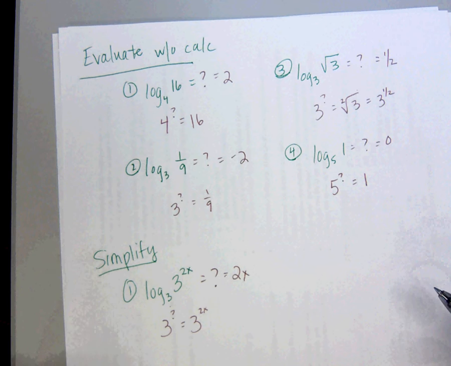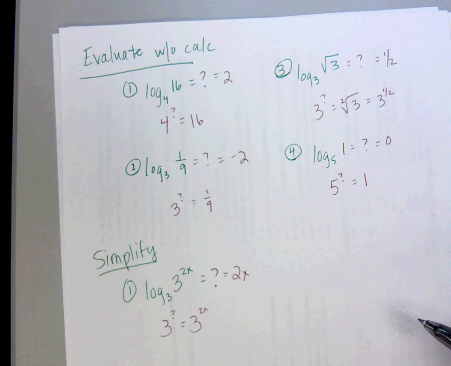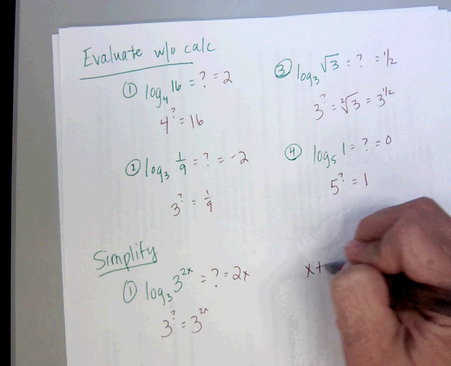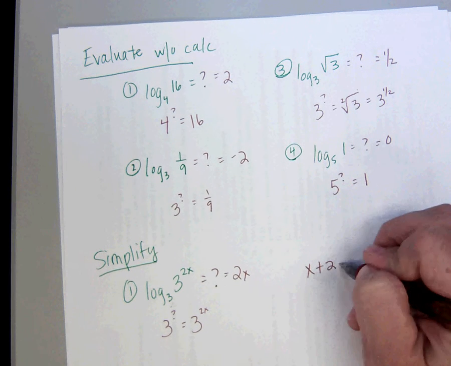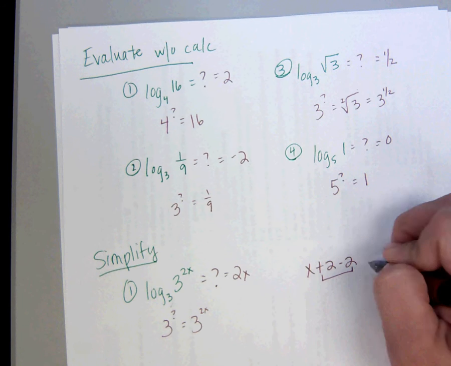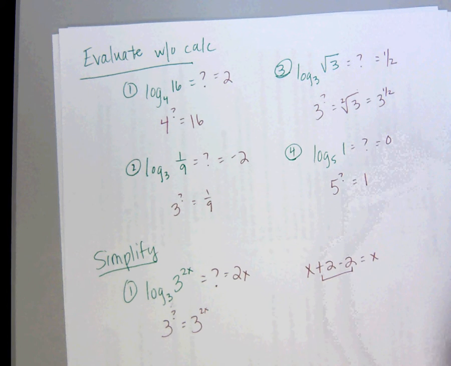So once you are comfortable with rewriting, the property says logs and exponents are inverses of each other. So think about this. If I have x plus 2, the inverse operation would be minus 2. What happens when you add 2 and you subtract 2? They cancel and you just have x.